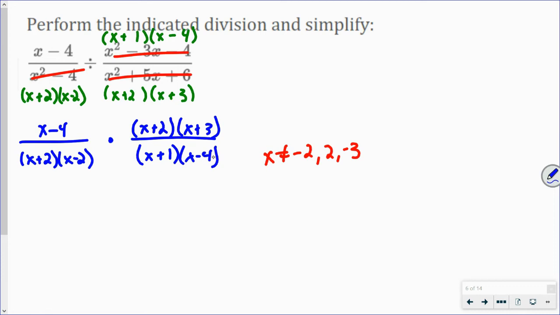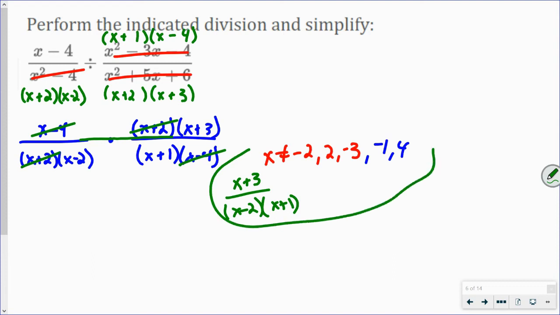Well, this is new on the bottom. So we're going to add a -1 and a 4, because that's now on the bottom and I can't have 0 on the bottom. Those two numbers would make it 0. In order to multiply fractions, I multiply straight across. And now I can cancel x plus 2 and x plus 2, x minus 4 and x minus 4. It looks like we get x plus 3 over x minus 2, x plus 1 with your domain restrictions.